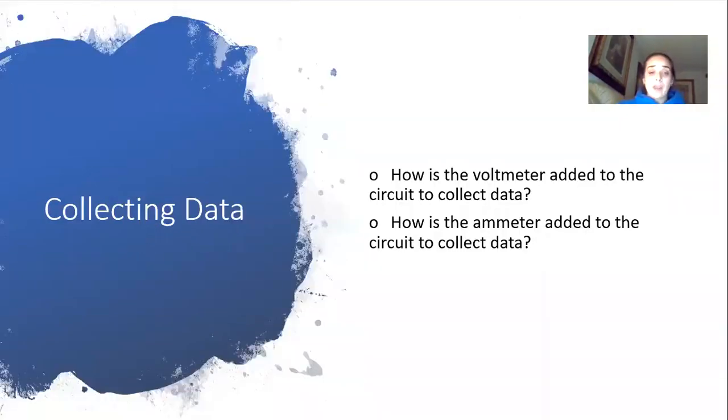So before we start collecting our data, there's two important things that we need to know. How is the voltmeter added to the circuit in order to collect data? Remember, the voltmeter is something that we use to measure the voltage within the circuit. And how is an ammeter added to a circuit to collect data as well? Take the next minute to answer these questions in your classwork document.